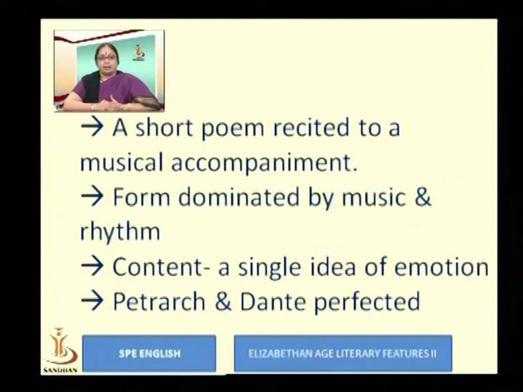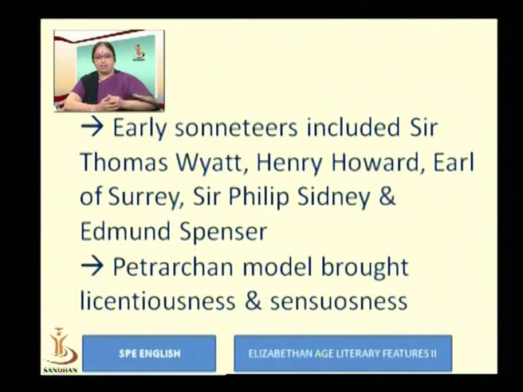Petrarch and Dante were the original sonnet writers. That's why we say that the Elizabethan sonnet was modeled on Italian Petrarch. Therefore, it's an Italian influence which brought about the sonnet as a literary form to England.